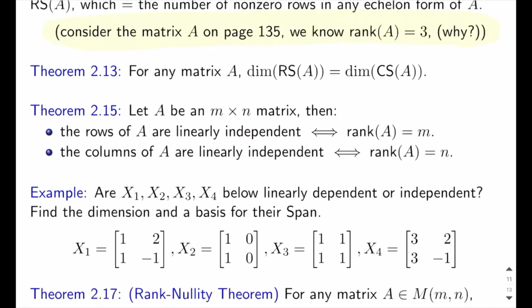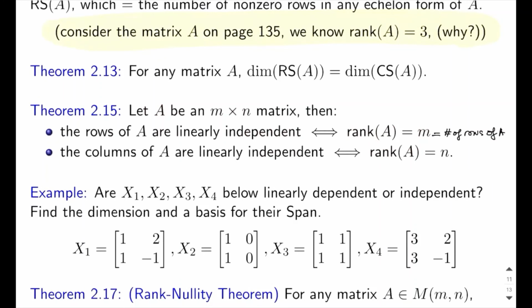Now, as a direct consequence, theorem 2.15 says that if you want to check independence for the rows of A, you only need to get the row reduced echelon form or any echelon form, and then count the number of non-zero rows. Then if you compare and you see that the number of non-zero rows, which is the rank of the matrix, is the same as the number of the rows of A, then it's independent. If it is less, then it is dependent, right?